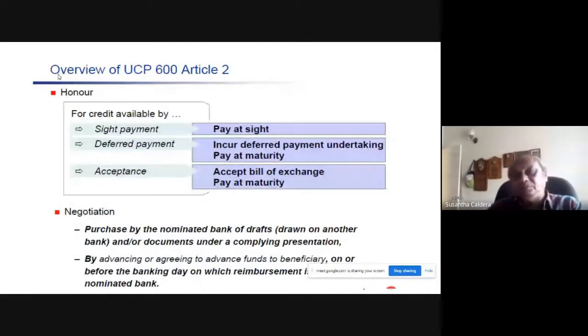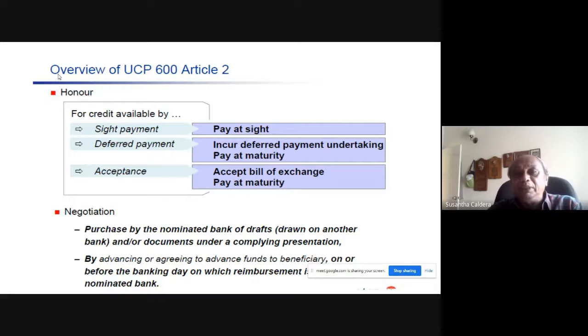Honor. Honor means, for credit available, how we are going to honor the credit. For credit available by sight payment, we say pay at sight. Deferred payment: incur deferred payment undertaking, pay at maturity. Acceptance: accept bill of exchange, pay at maturity.